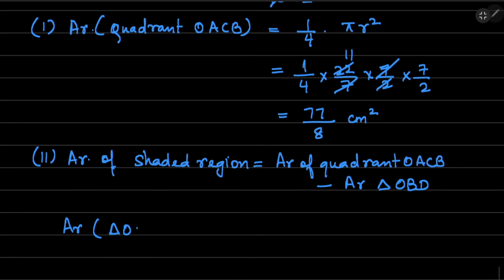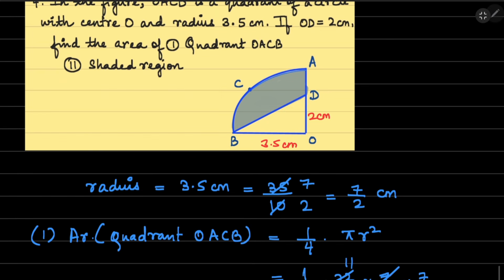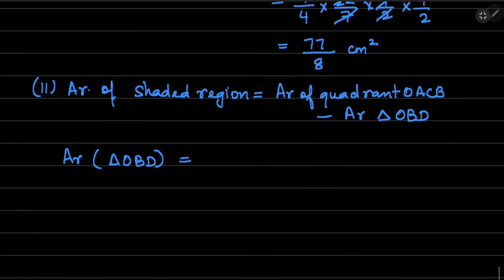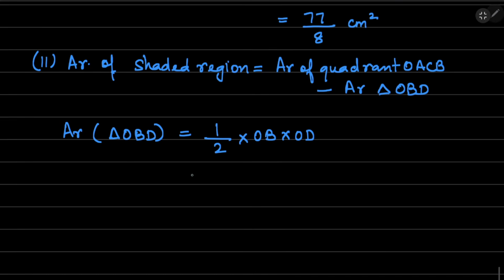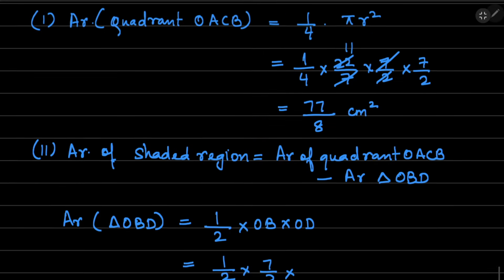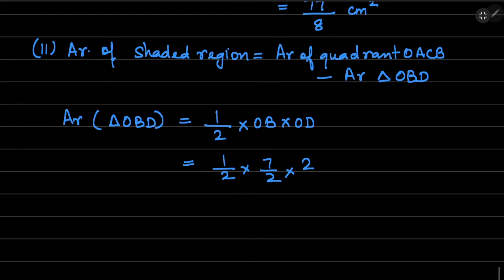Let us calculate the area of the right triangle OBD. Half into base into height. Base is OB, and height is OD. So half into OB into OD. OB is the radius; in place of 3.5, I'm going to write it as 7 by 2 to make it easier. Multiplied by OD, which is 2. So again, you can cancel 2 and 2. What is left is only 7 by 2. This is the area, and that's why the unit is centimeter square.